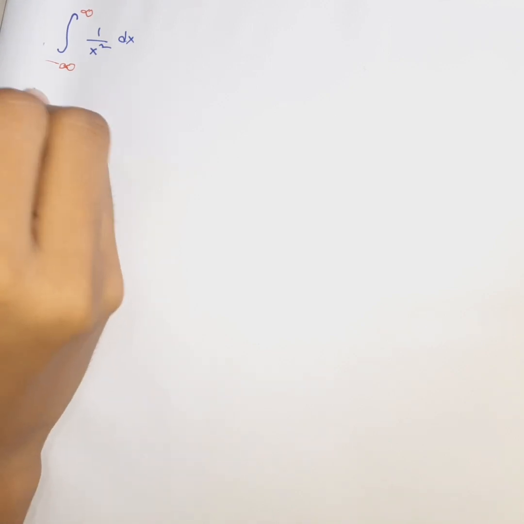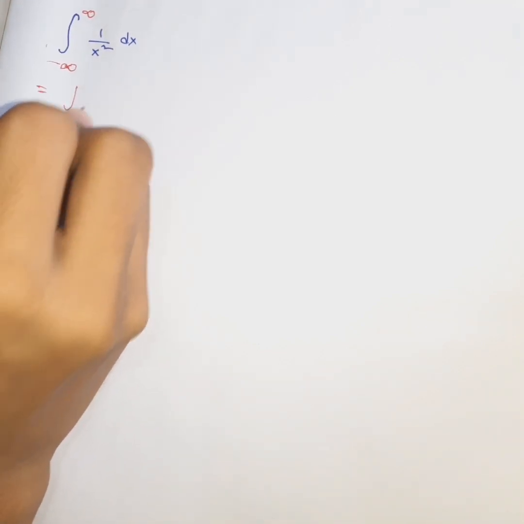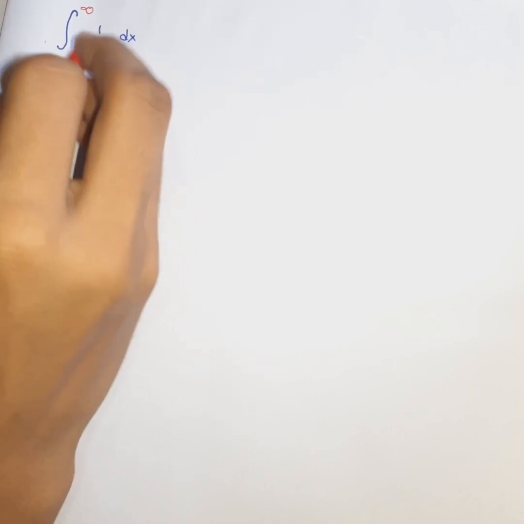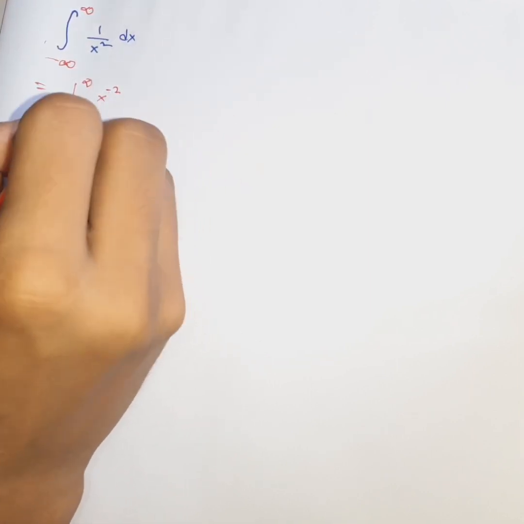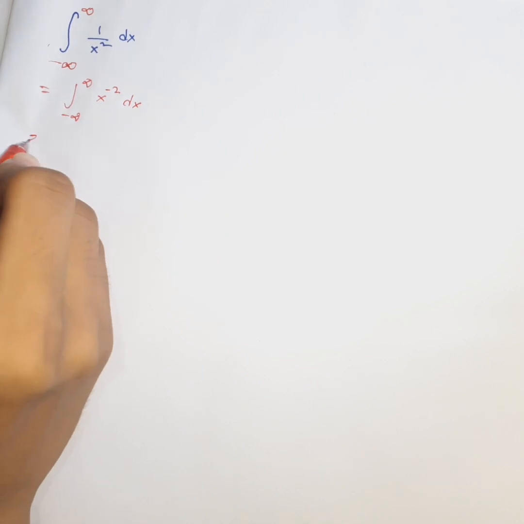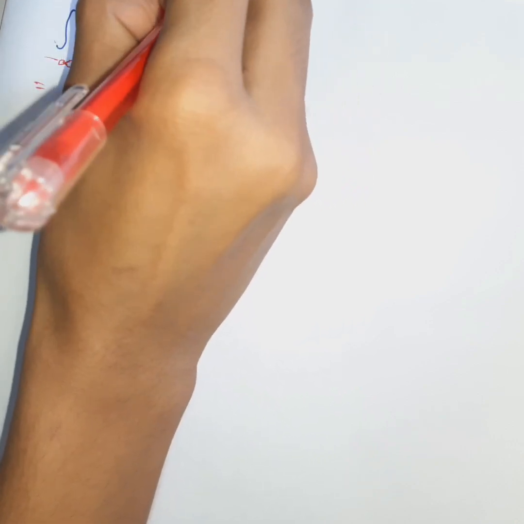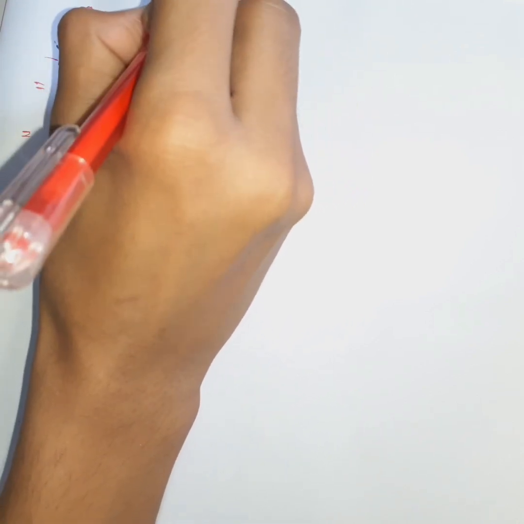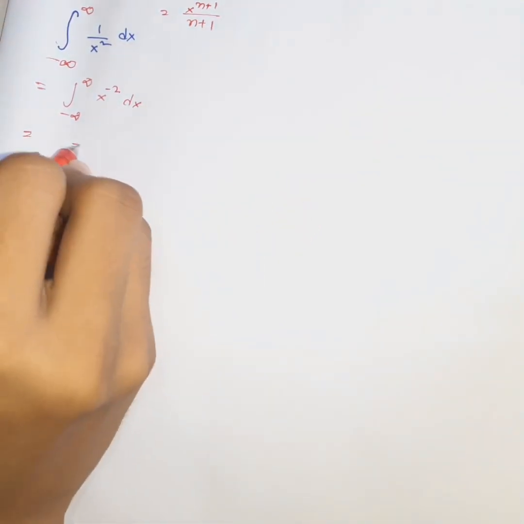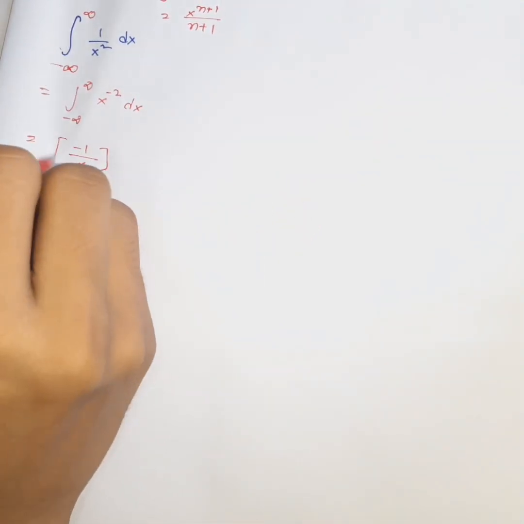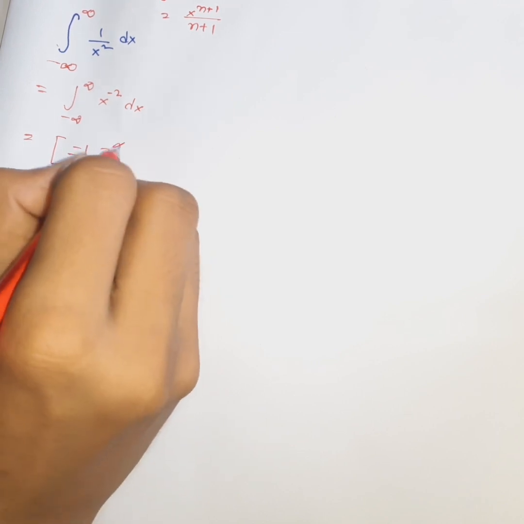Normally what most of the people do is they write it as x to the negative 2 dx, and by using the formula of integration of x to the n dx, x to the n plus 1 over n plus 1, we get minus 1 over x from minus infinity to infinity.